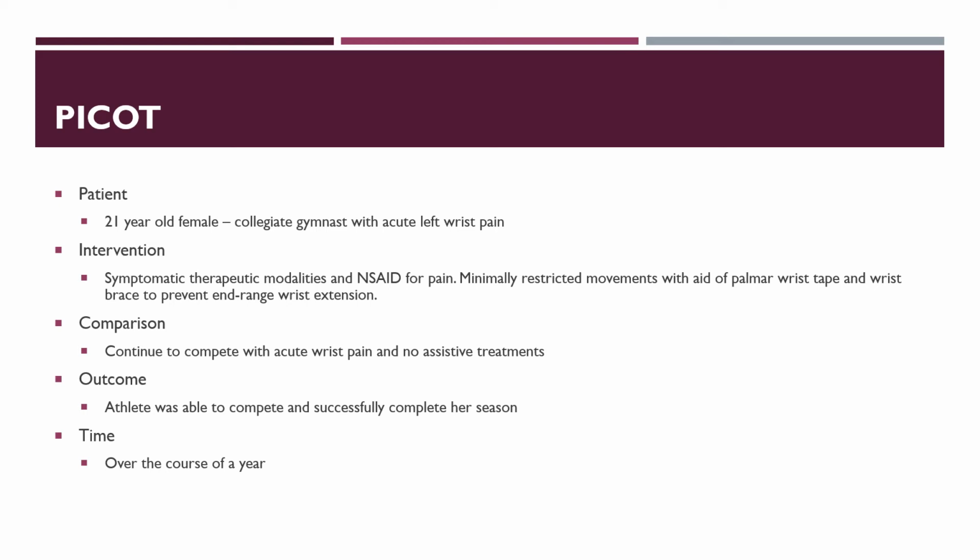And then looking at my PCOT, I chose more of a rare form of Madelung's, but it's from a 21-year-old female collegiate gymnast with acute left wrist pain. Intervention was symptomatic therapeutic modalities and NSAID for pain. So looking at the non-operative side of things, they minimally restricted movements and then used tape to prevent end range wrist extension. And this is compared to not doing anything and just allowing her to compete with the pain. And the outcome was the athlete with the therapeutic modalities was able to compete and successfully complete her season. The time was over the course of the competition year.